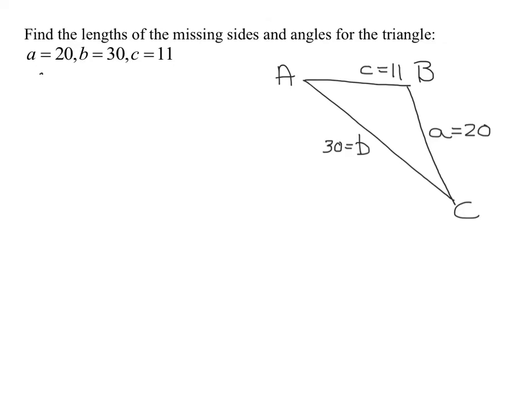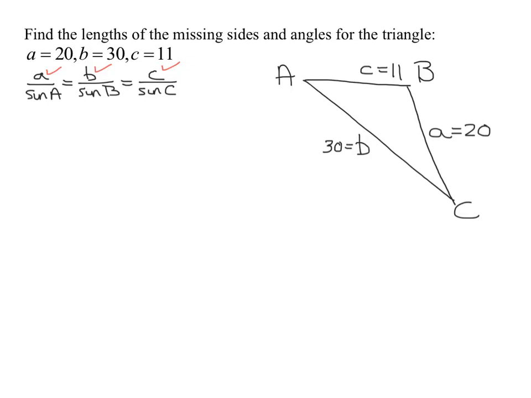Remember, the law of sines is A over sine A equals B over sine B equals C over sine C. We were given each side. We were not given any angles, so I can't use the law of sines since I don't know a matching pair. So I'm going to have to use the law of cosines to find the first angle and then the law of sines to find subsequent angles.